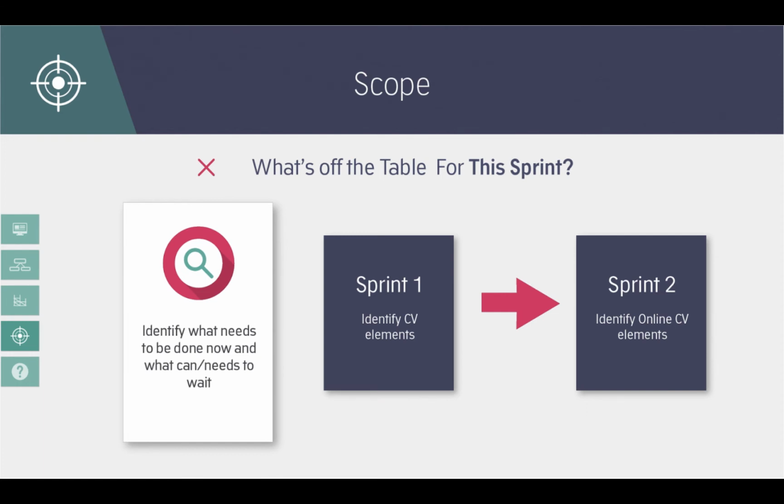You might determine that for the first sprint, you identify the CV elements. So just the elements that would go on a CV. And once you have those elements in place, you will use those to feed in to the solution for sprint 2, which might be identifying online CV elements.